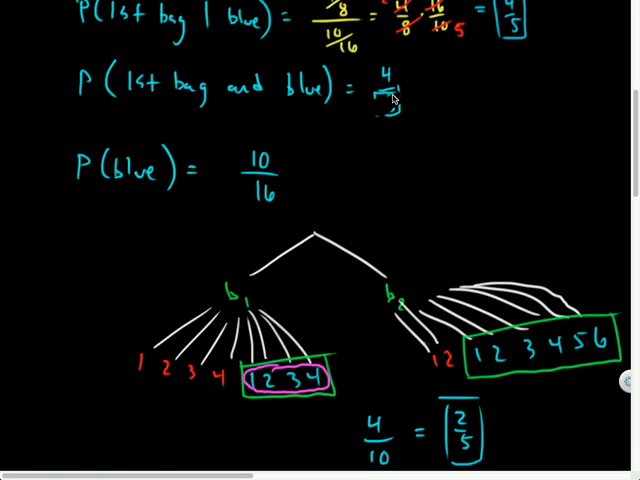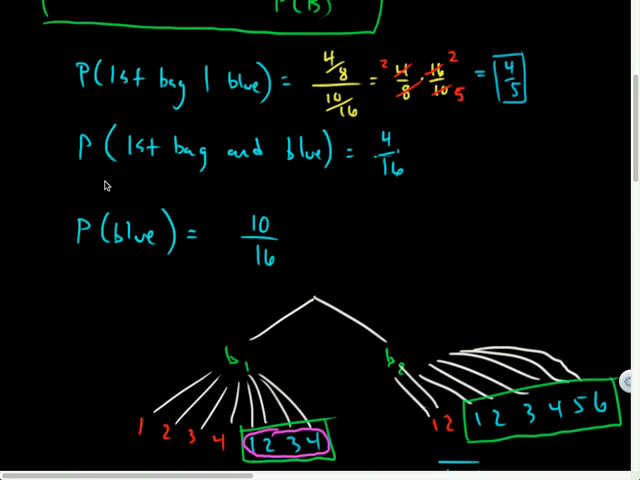The success is if it's out of the first bag and blue, so these ones are the successful ones. But it's still out of the total possible ways it could have occurred. I didn't take all of these possibilities into account in my denominator. So this would have been 16. Oh, this is all going to cancel crazy now.